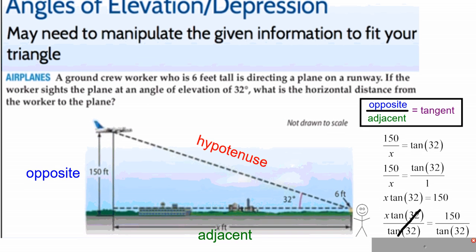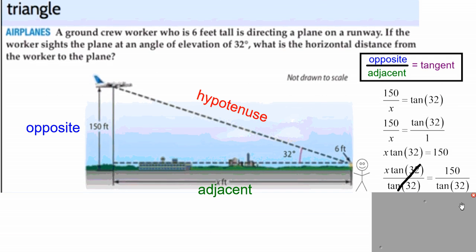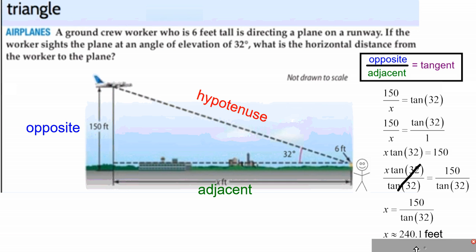So we can grab the calculator to help us do that. 150 divided by the tangent of 32, and let's round to the nearest tenth, that would be about 240.1 feet. So the distance the worker for the ground crew is away from the plane horizontally is about 240.1 feet.